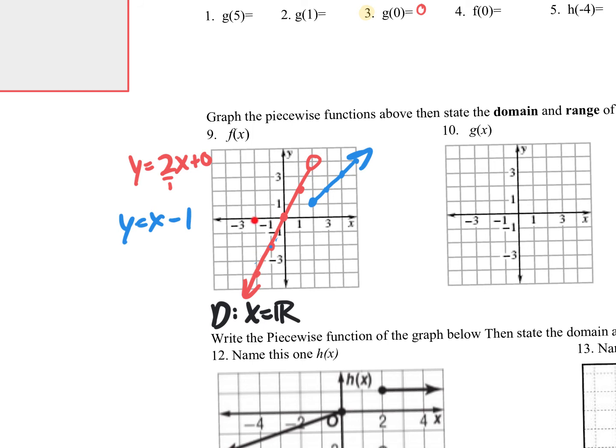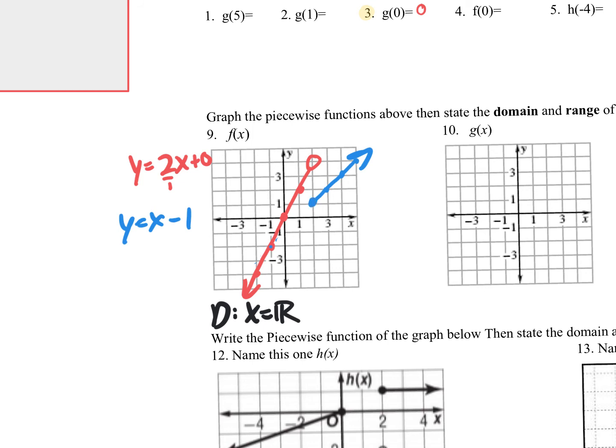Right here's the x value of negative 2. Right here's the x value of negative 3. You could go to negative 10. It'll just be way down here somewhere, right? As you go this way, at the x value of 2, there's an open dot up here, but it does have a solid dot down here.